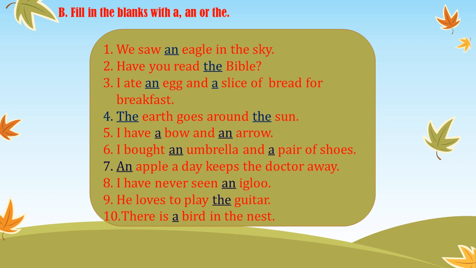Fourth, dash earth goes around dash sun. We have studied we use the before the names of natural heavenly bodies. So we use the here. The earth goes around the sun. Fifth, I have dash bow and dash arrow. Before bow we use a, and before arrow we use an.